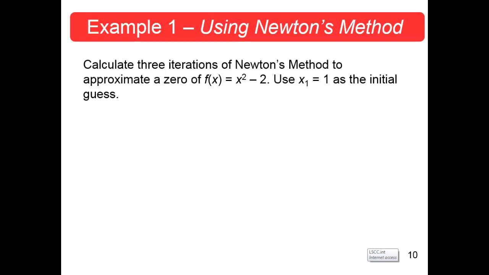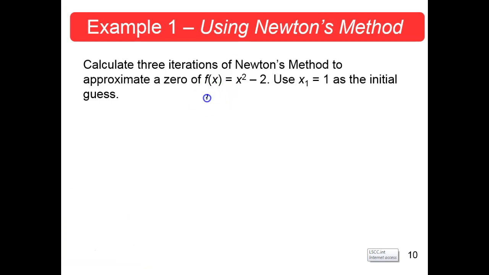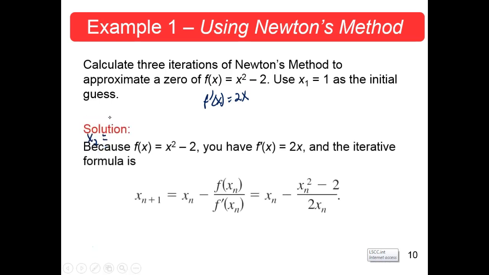What would be a good first step? Yeah, very good. Take a derivative. Let me get my pen set up. That would be a good first step. Okay. So f prime of x is equal to what? 2x. Okay. Now, with that in mind, they've given us an x sub 1, so we're going to start with x sub 2. And what would x sub 2 equal?